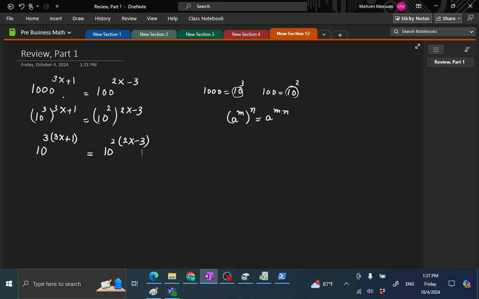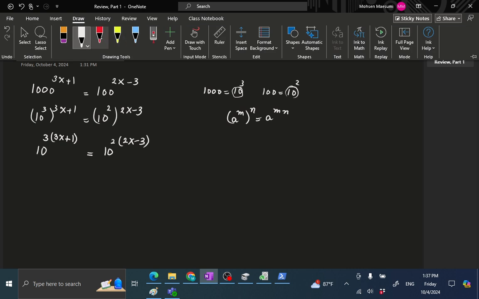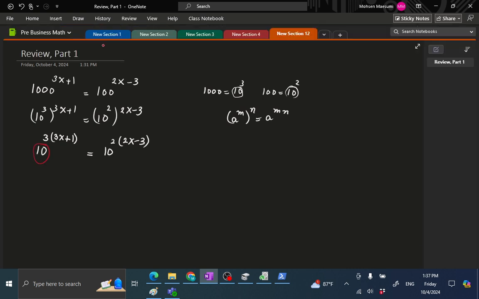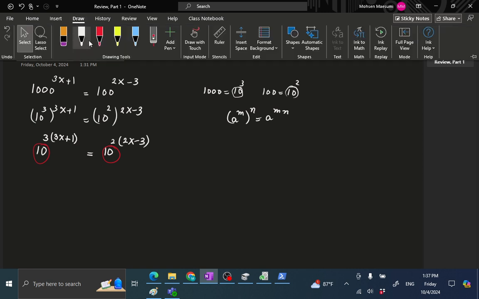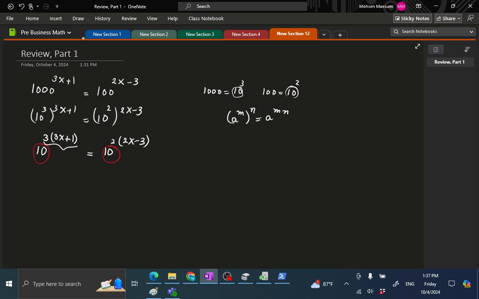Now once the bases are the same, we can say the exponents have to be the same for the two sides to be equal. And to do that, we just need to simplify this. This becomes 9x plus 3, and on the other side I have 4x minus 6.